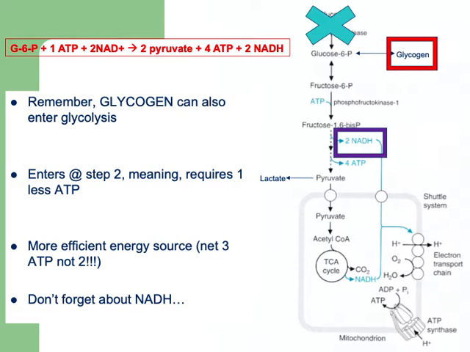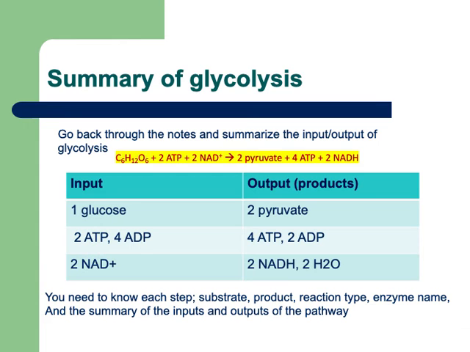So the equation for glycolysis from glycogen is up at the top of this slide. So we have glucose 6-phosphate as the substrate, plus 1 ATP, plus 2 NAD+, yields 2 pyruvate, plus 4 ATP, plus 2 NADH. So we reduce the number of ATPs that are consumed, and therefore the net yield of ATP is 3, not 2.